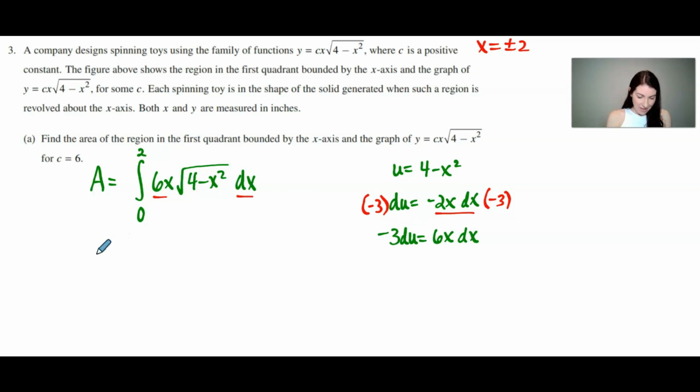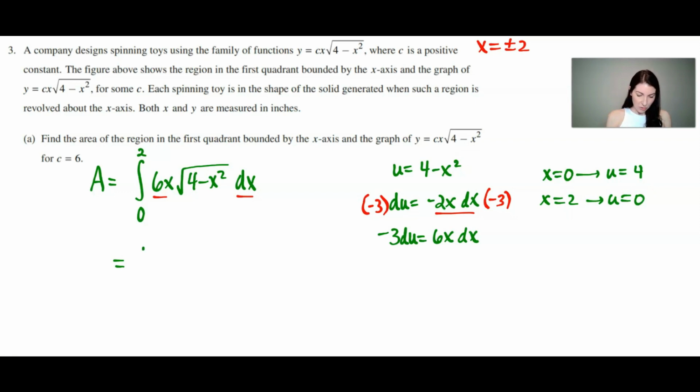As I find the area here, remember I do need to change my bounds. Right now my bounds 0 to 2 are in terms of x. I want to change my bounds to be in terms of u. If I started with a bound of x equals 0, that is going to change to a u bound of 4 minus 0 squared, which is 4. And then if I had a bound of 2, that's going to change to 4 minus 2 squared, which is 4 minus 4, or a u value of 0.